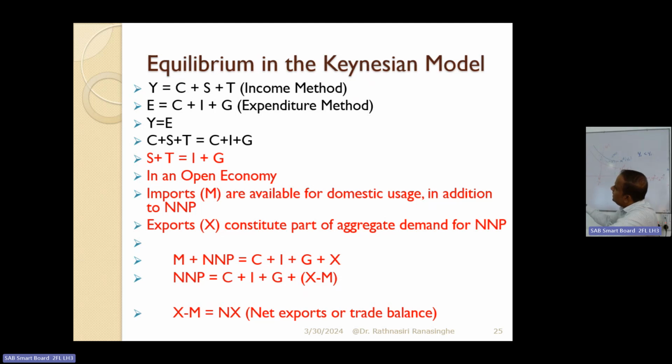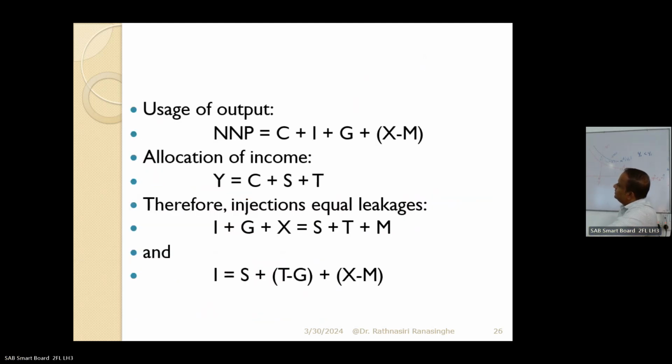So we can change this income method, C plus S plus T plus M, and the expenditure method, C plus I plus G plus X. Simplifying that, you can say S plus T plus M equals I plus G plus X, injections and withdrawals. So according to this expenditure: consumption, investment, government expenditure, and net exports.